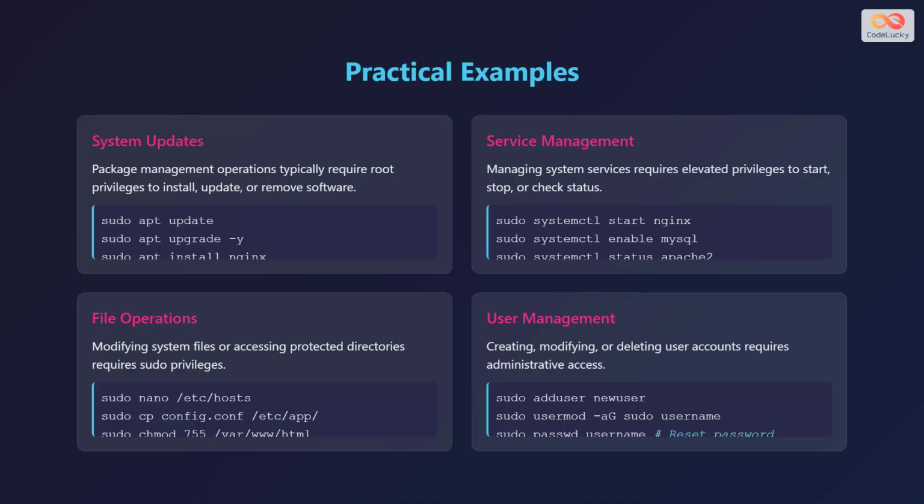Modifying system files or accessing protected directories requires sudo privileges. Sudo nano /etc/hosts edits the hosts file with nano. Sudo cp config.conf /etc/app copies a configuration file to a system directory. Sudo chmod 755 /var/www/html changes the permissions of a directory.